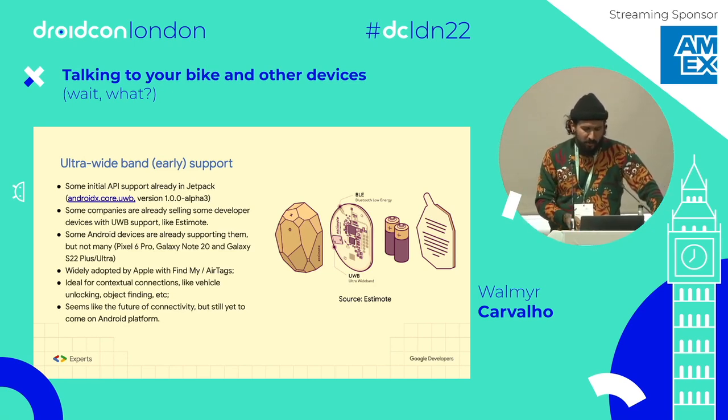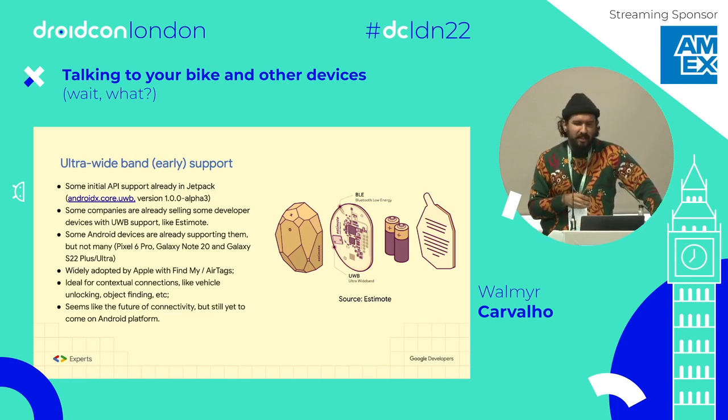This brand called STMode, they have these devices already available, but only with an SDK for iOS. On Android, the support is getting there. You see, there are some devices already supporting it, like Pixel 6, Galaxy Note 20, Galaxy S22, but the APIs are not there yet. So it's yet to come, but this should be the replacement for BLE. It's good for connectivity. It's good for finding stuff.